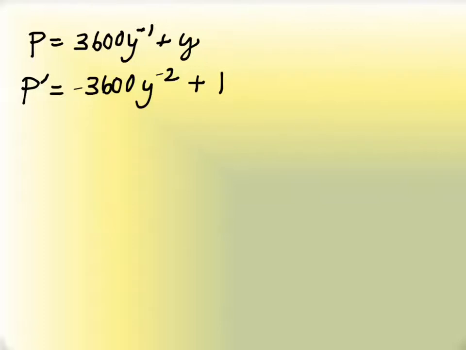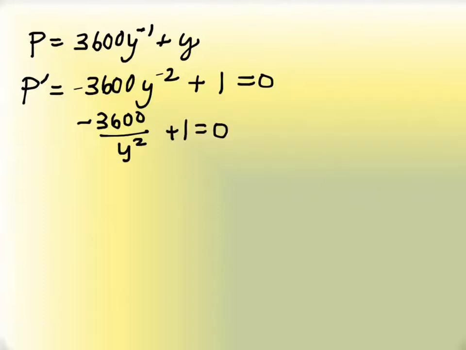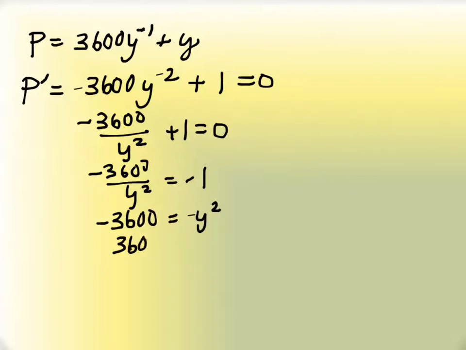Plus 1. And what do we need to do? Set it equal to 0. So I'm going to start with negative 3600 over y squared plus 1 equals 0. What are we going to do next? Solve for y. How are we going to do that? Okay, so I can do negative 3600 over y squared equals negative 1. Can I multiply by y squared? Sure can. So this is negative 3600 equals negative y squared. Uh-huh. So 3600 equals y squared.